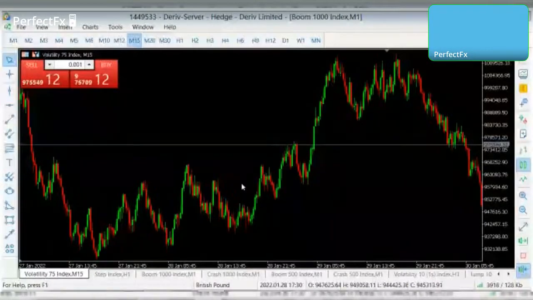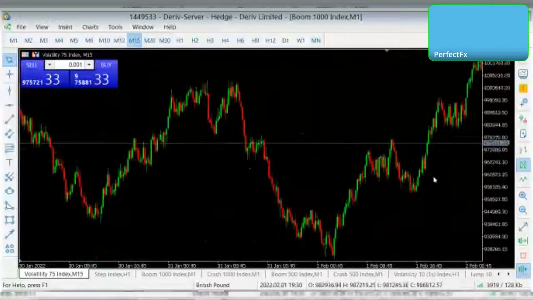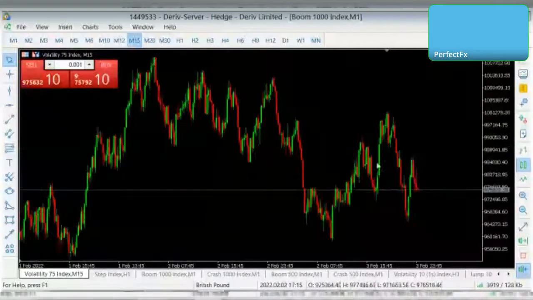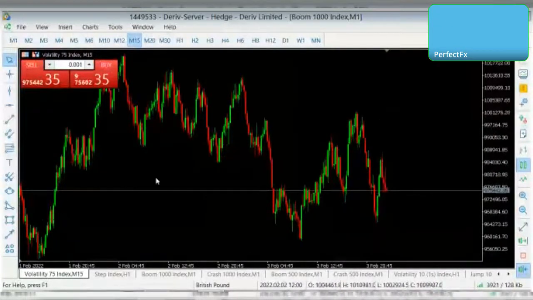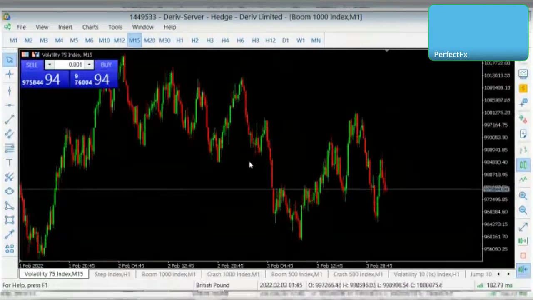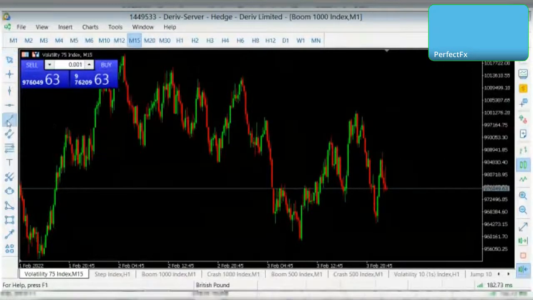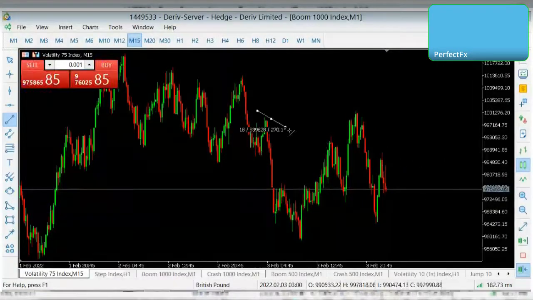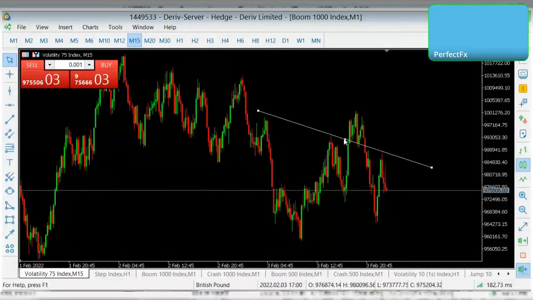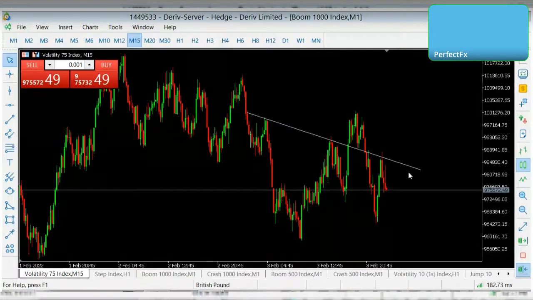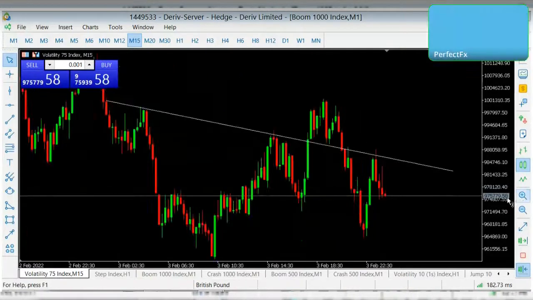So guys, this strategy does not only work on the VIX index market, it works also on other VIX commodities. You get that, guys? So I'll be showing you how you can use this to pick trades on VIX 75 index, and we'll be analyzing from this point.